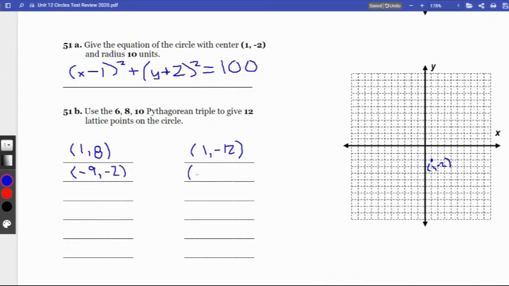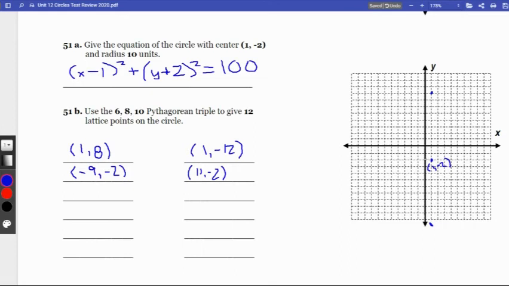Or I could add 10 to the x value and get those 4 points. So going up by 10, 1, 2, 3, 4, 5, 6, 7, 8, 9, 10 brings me there. That's the first point that I found, (1, 8). Or down 1, 2, 3, 4, 5, 6, 7, 8, 9. Oh, just off of my graph paper. So there's the second point, (1, -12).